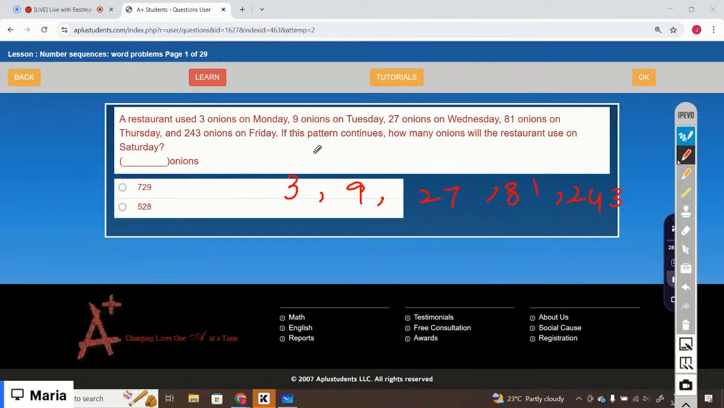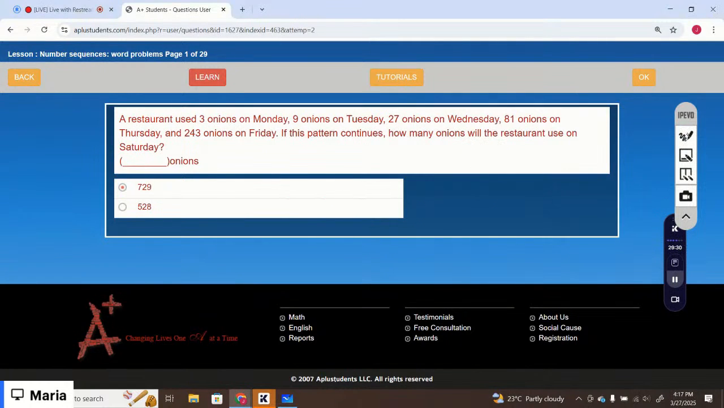So you need to see how the pattern is going. 3 times 3 is 9. 9 times 3 is 27. 27 times 3 is 81. And 81 times 3 is 243. For the next one, we need to multiply 243 by 3, that is 729. So that means on Saturday, that would be 729 onions. Got it? Option number 1 is the correct option. 729 is the correct option.